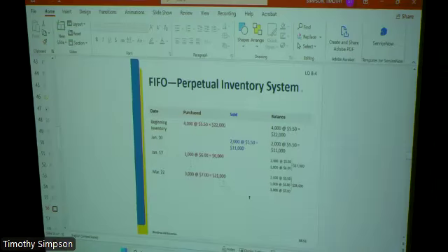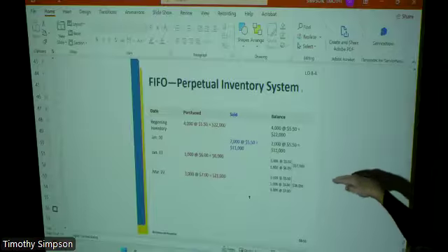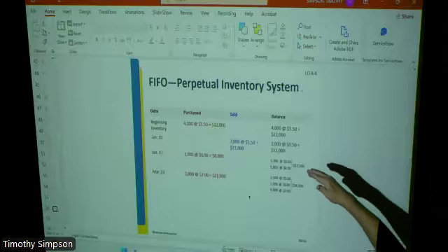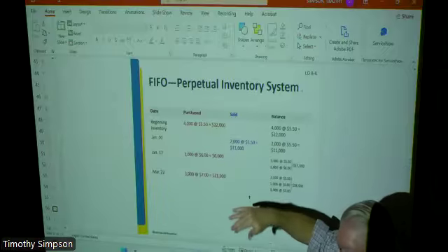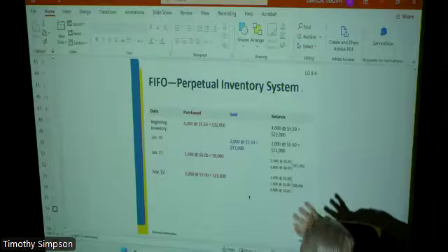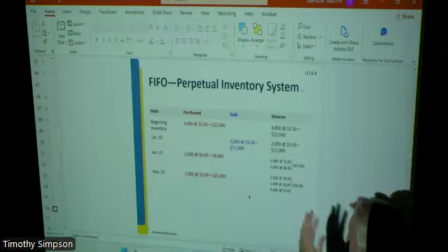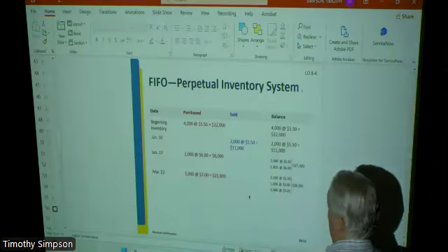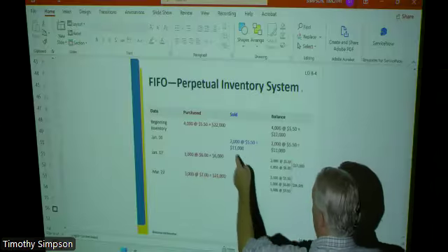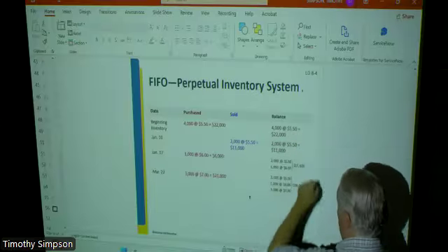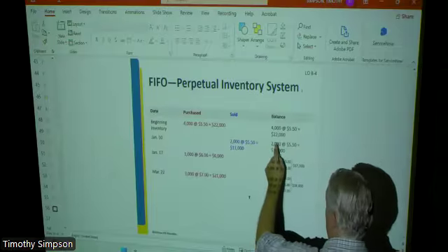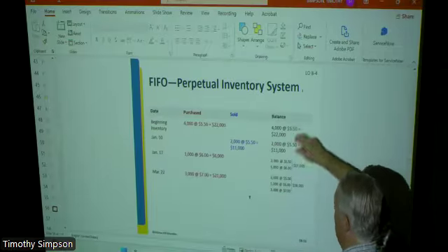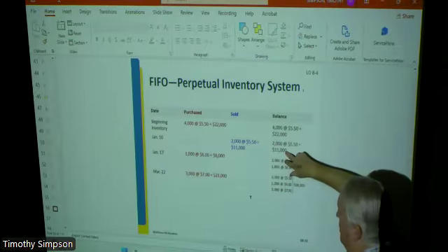Let's take some time. I know this is a bit tedious, but I really think this makes a lot of sense. Let's talk about these layers, because it's really going to be the difference between FIFO and LIFO. We started the year with 4,000 units at the same price, 22,000 in inventory. And we sold 2,000 of those at that same price, 5.50, 11,000 on January 10th.